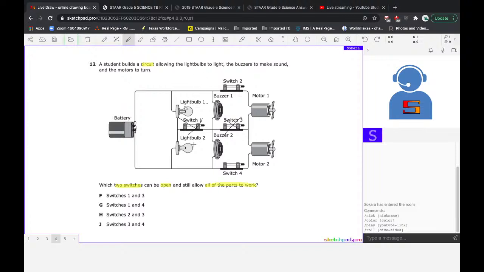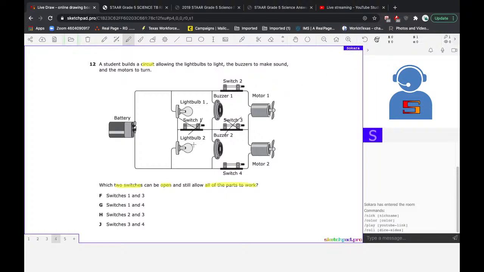If these are not available, will we still be able to have a complete circuit and connect to all of these? Let's check it out. If we start here, we can get to the light bulb and then the buzzer, and then since switch 2 is working, we can go to the motor, to motor number 2, keep going to switch number 4, it connects to this buzzer and this light bulb, and we can get all the way back to the battery. So option F could work.